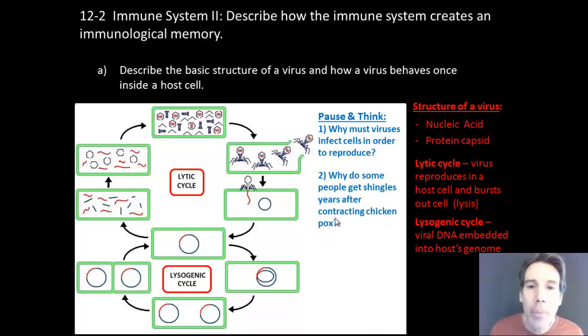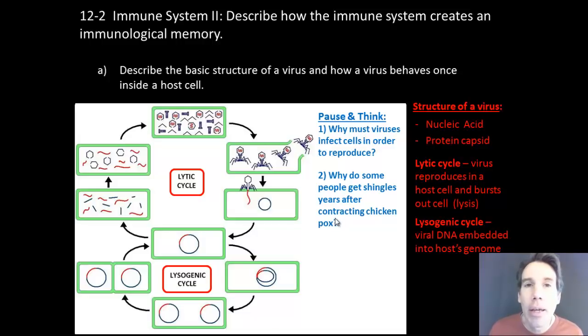Next thing is, why do some people get shingles years after contracting chickenpox? You may have seen some of those commercials depicting older people getting shingles, which is really chickenpox later in life. When I was a kid, I had chickenpox when I was 6 years old, and then years later, when I was in graduate school, I got these sores or pustules on my skin, and I went to the doctor. He told me I had shingles.